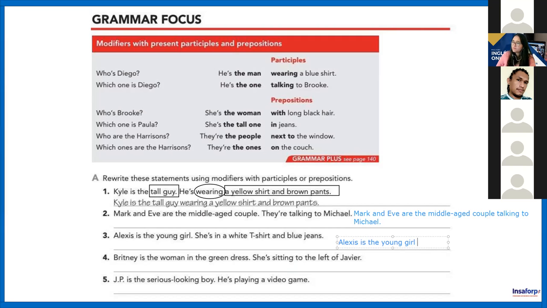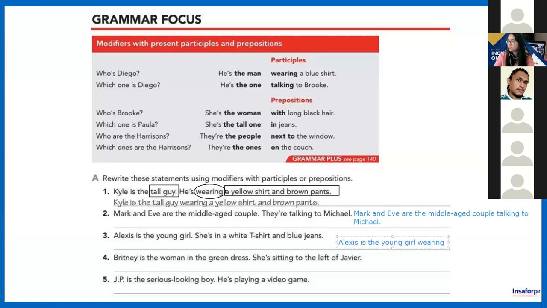Sería white t-shirt and blue jeans. Okay, we have a white t-shirt, right? In, Alexis. In a white t-shirt and blue jeans. Podemos agregar un verbo acá para que pueda conectar. We can use wearing too. Or the option that Alpha gave us too.